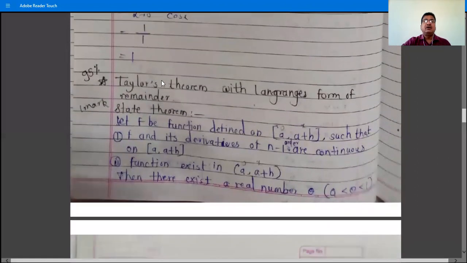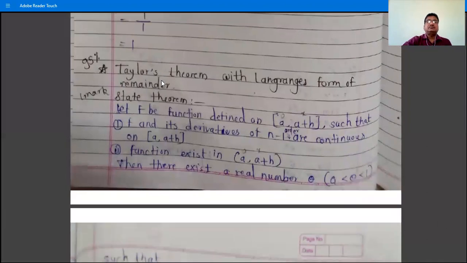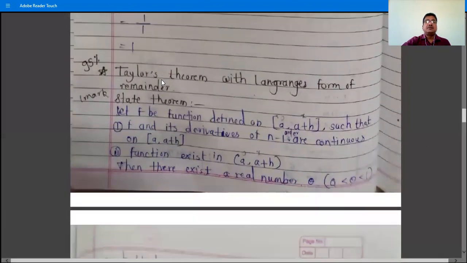Solve all the homework problems in the assignment on the L'Hospital rule.